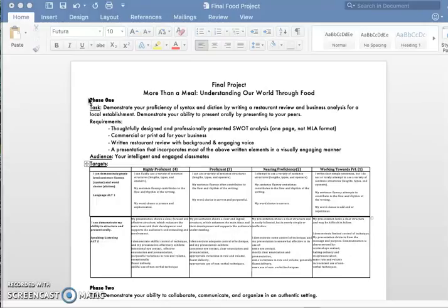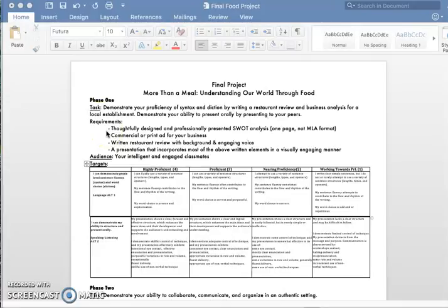So that means that half of you will stand by your presentations and present while the other half is the audience, and then we'll switch. So you won't get to hear everyone's complete presentation, but you will be able to take a look at everyone's quick arguments. So requirements of this assignment, you are going to have a thoughtfully designed and professionally presented SWOT analysis.